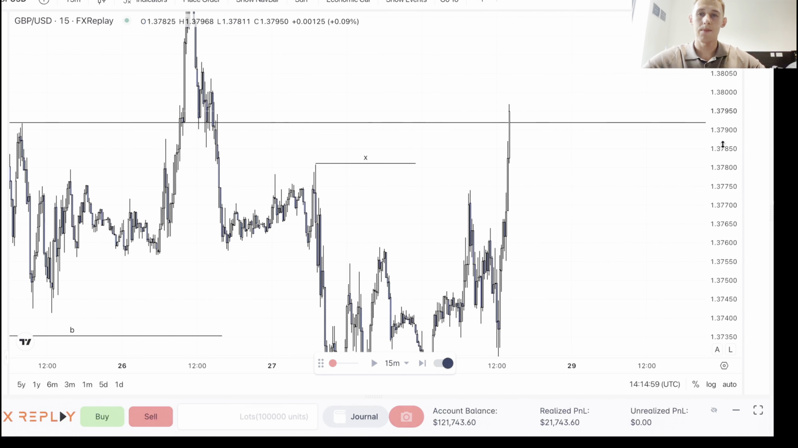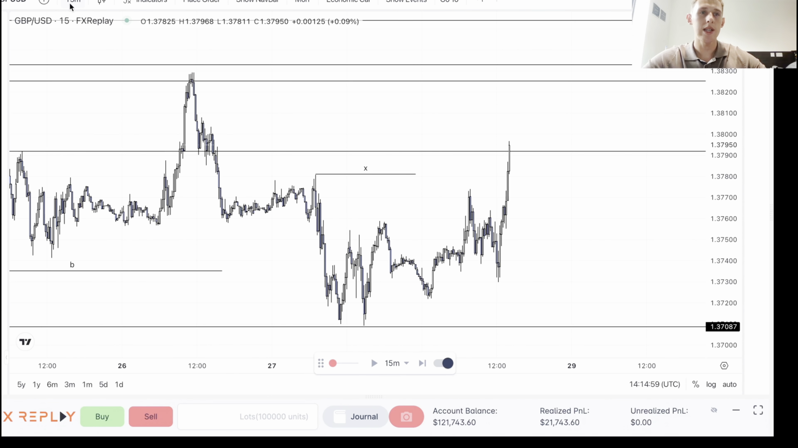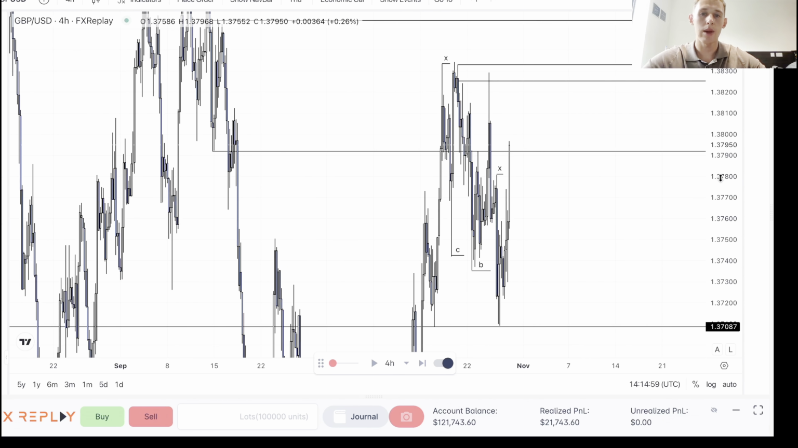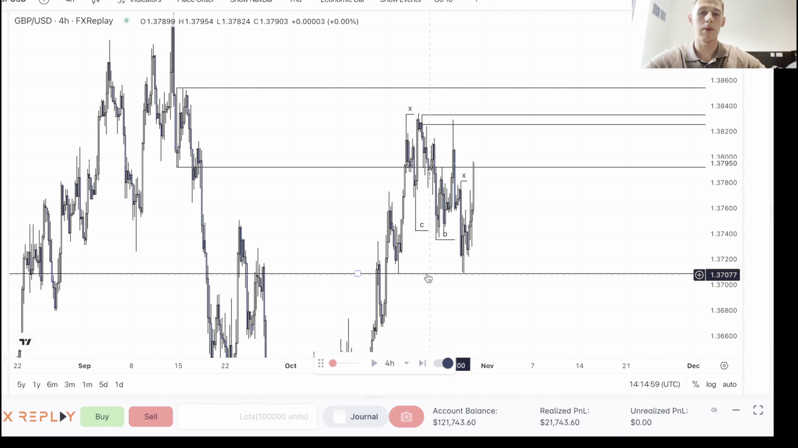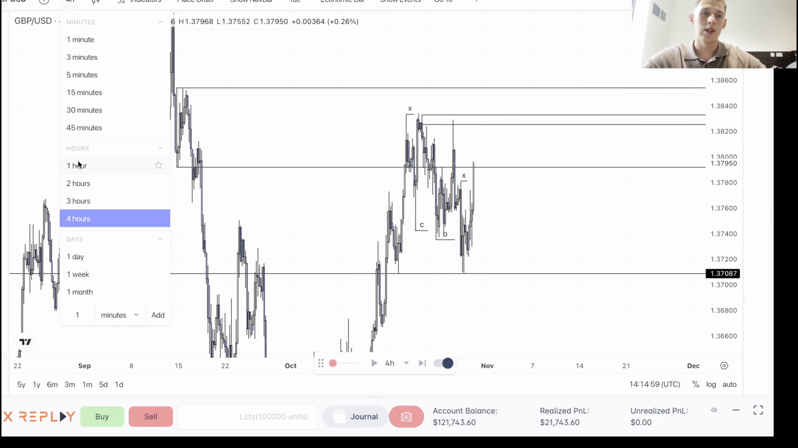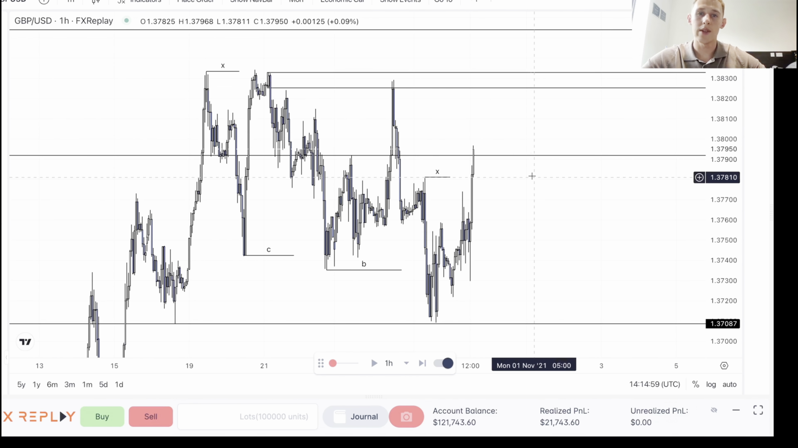Okay, so as I was saying, this area of liquidity has gone first, and now we also have these sort of equal lows down here. The probability of this getting taken out before price takes this high is very likely. So yeah, I'll be looking for sells now that this area of liquidity is taken out.